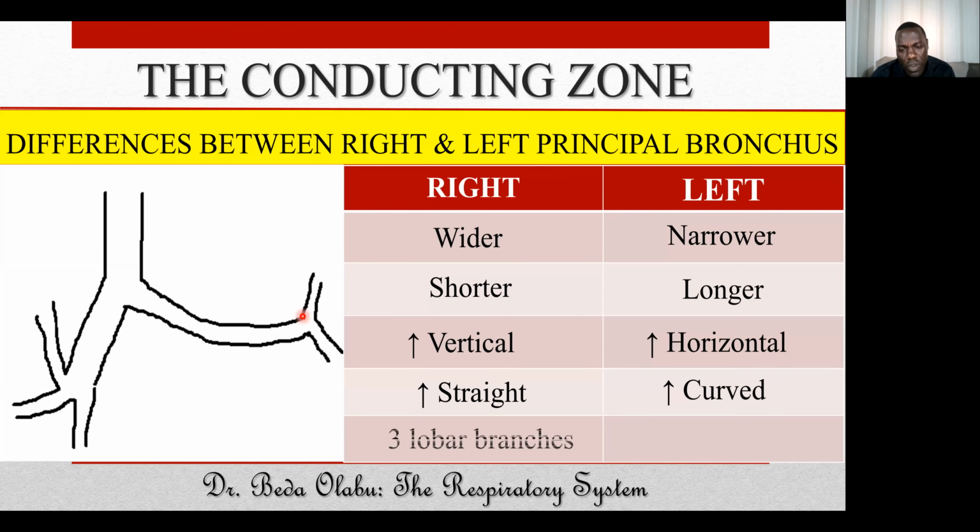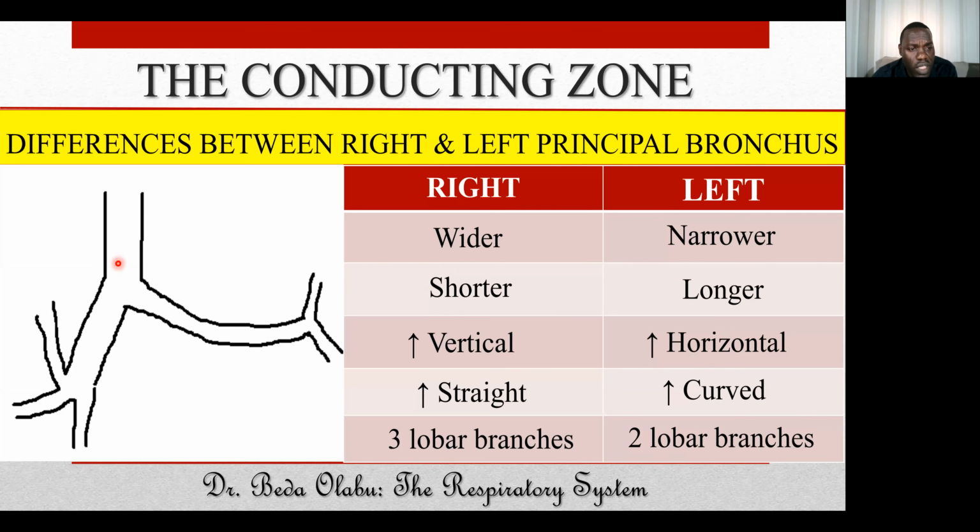Lastly, we can compare the number of secondary bronchi each of the main bronchus gives us. The right main bronchus gives us 3 secondary bronchi, 3 lobar bronchi. The left main bronchus divides into 2 lobar bronchi. So these are the differences between the right and the left main bronchus. These differences are of clinical importance.